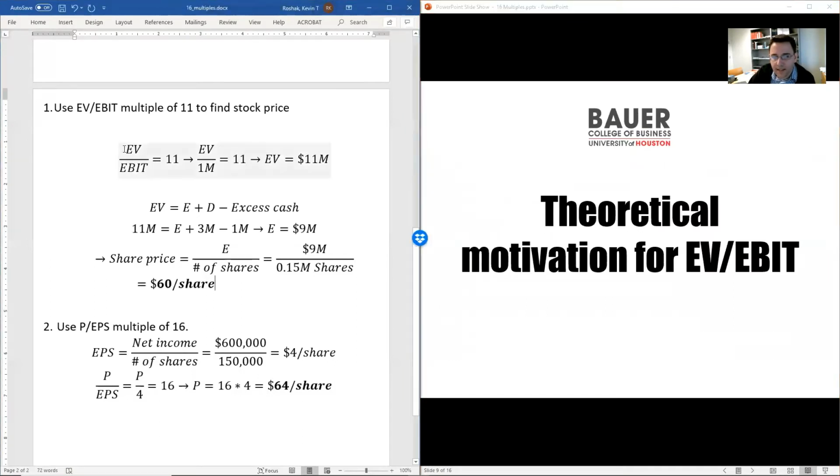Next, I want to spend a little bit of time working through the enterprise value over EBIT multiple. We want to tie it somehow to fundamentals. And so with EV over EBIT, we can do that. With the other multiples, it's going to be harder to do, but at least with EV over EBIT, we can do that, and we can think about why the multiples may be different for fundamental reasons.